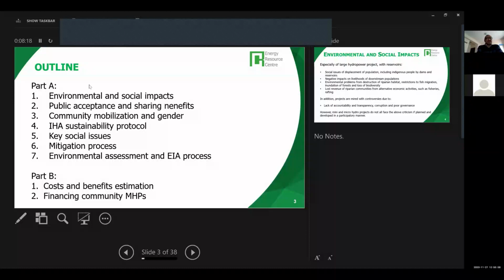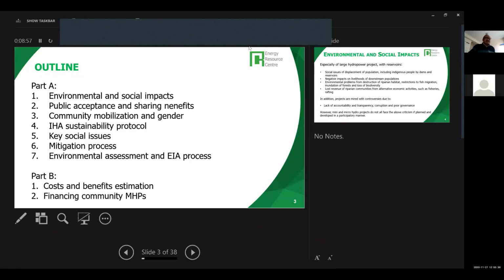The first part is on environmental social issues. So I will talk about the environmental social impacts, public acceptance, sharing benefits. Community mobilization. Also, gender issue is a very important issue in hydropower development, especially at the community level, because men and women have different roles and they are affected in a different way. And now modern hydropower systems should be able to differentiate these gender differences.